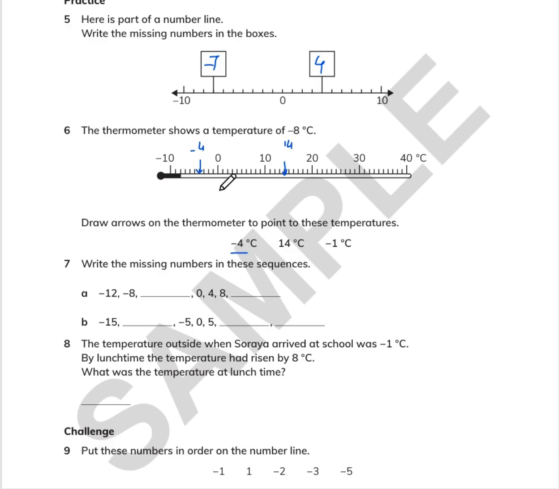And then minus 1. This is 0, and this one will be minus 1, the first line from 0.